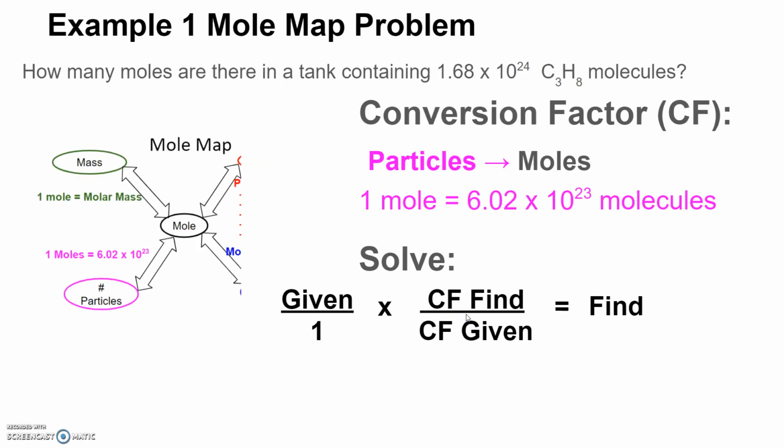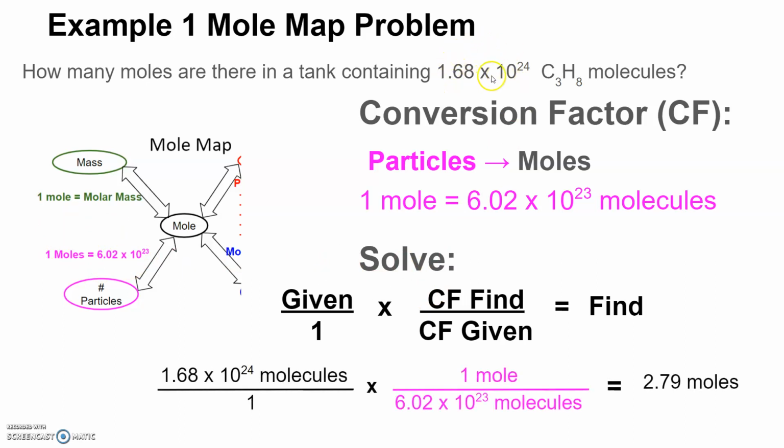Okay, so let's take a look at some example problems now. We're going to look at the same example problems we looked at in Part 1, but now we're going to solve them using dimensional analysis. In this problem, we were given the number of particles, the number of C3H8 molecules, and we're asked to determine the number of moles. So we're going from number of particles to moles, and we're using this as our conversion factor. For our setup, we start with our given.